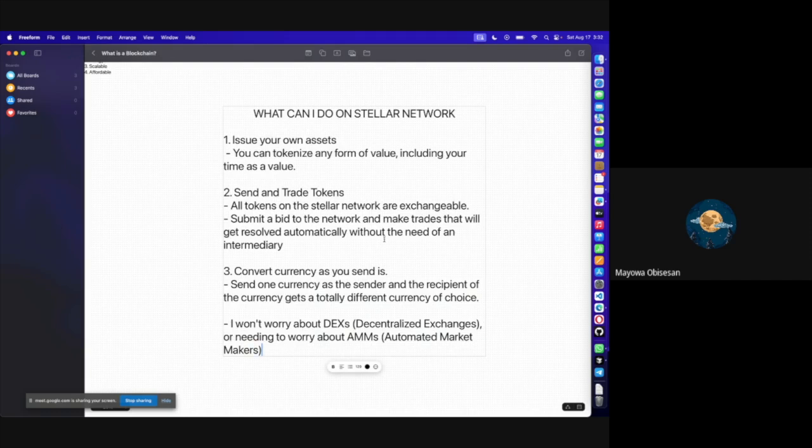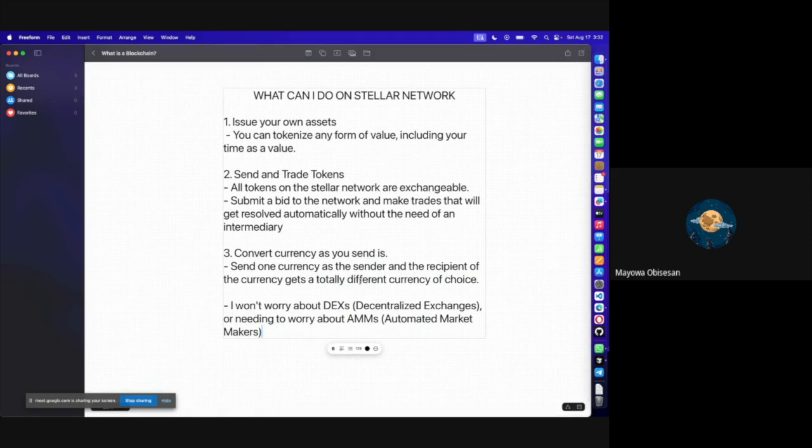And what are decentralized exchanges? They are those platforms whereby you go to trade your tokens or your currencies, you trade your tokens from one form to another. Now, those are places whereby you get to exchange tokens in different forms. But all these things are built into the Stellar blockchain. So you don't even need to go there to pay extra fee to convert your tokens from one form to another.